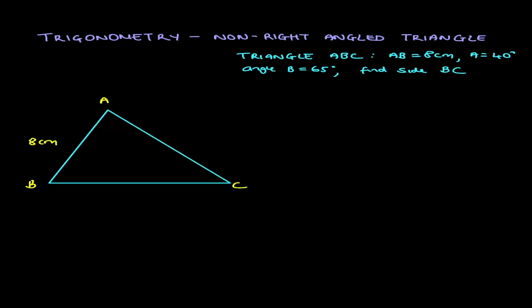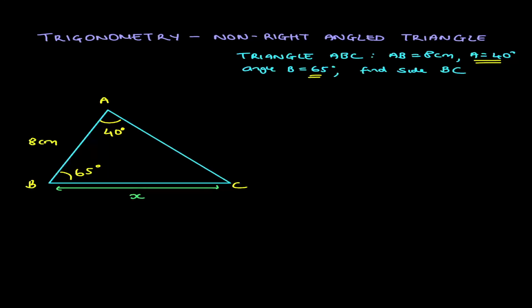And angle A is 40 degrees, so this angle is 40 degrees. Nice. We're also told angle B is 65 degrees, so we're going to put that in over here. And what we're trying to work out is what length BC is. So what is this length? Let's call that X. That's our unknown. So step one is always, whenever you get a worded question, draw a diagram and put all that information in the diagram. And then it becomes a lot simpler.